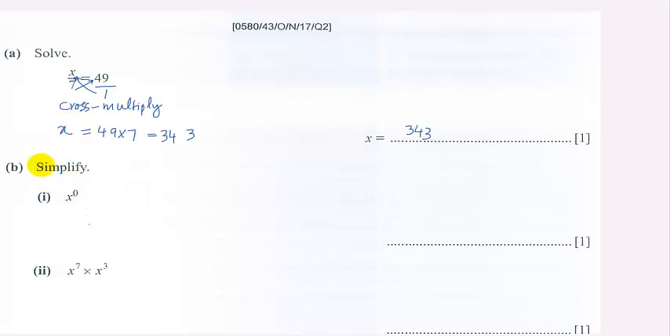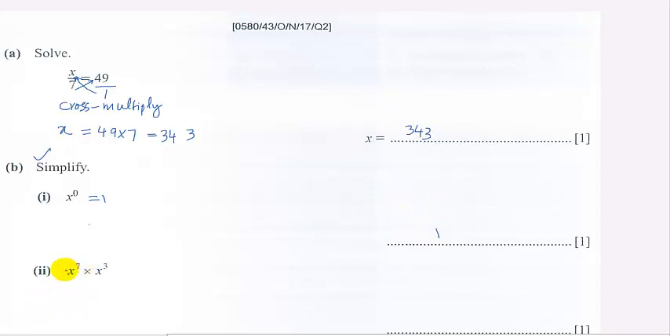B part, simplify. This is indices, x power 0. Anything power 0 is 1. 100 power 0 is 1. 2 power 0 is 1. So this is equal to 1. So the answer is 1.